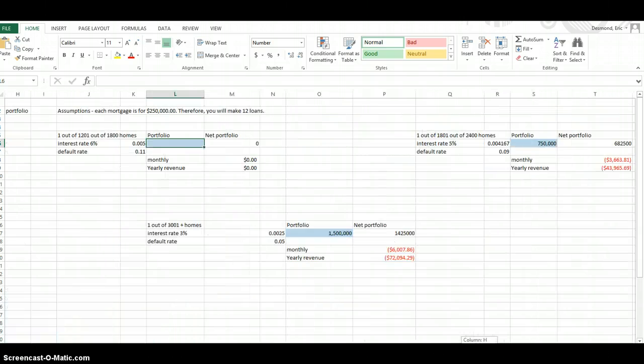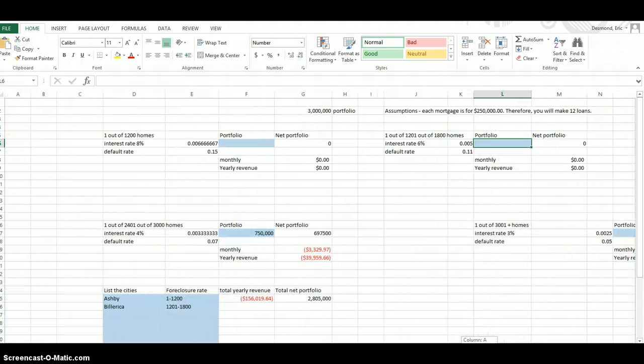And what we're trying to do here is, you're going to see this in a second, there's 5 different categories we have. The 5 different categories are 1 out of 1,200 homes. If you're investing into a community that has 1 out of every 1,200 homes goes into foreclosure, that's a high risk area. Default rate is 15%. We created that assumption. And the interest rate is 8%. High interest rates have to be compensated for the high default rate.